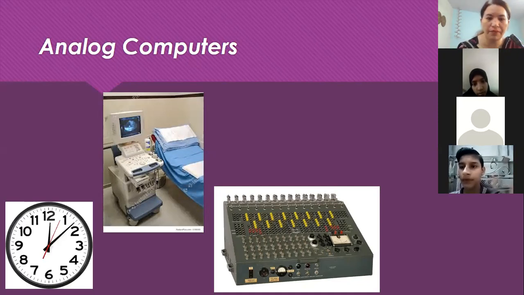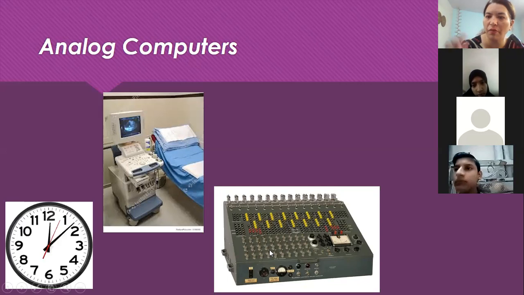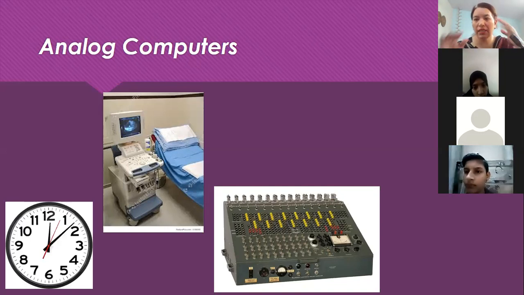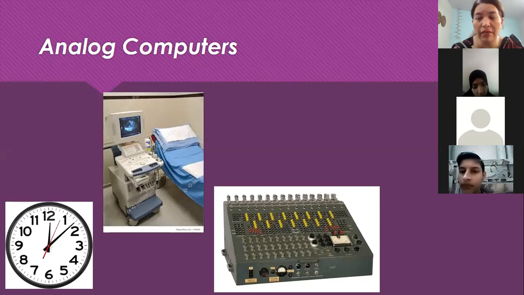I hope it's clear. This is the music system. This music system consists of different knobs. When you use the knobs to increase or decrease the content, it responds accordingly. So these are the examples of analog computers. Just keep in mind that whenever we talk about continuous data, we are talking about analog computers.